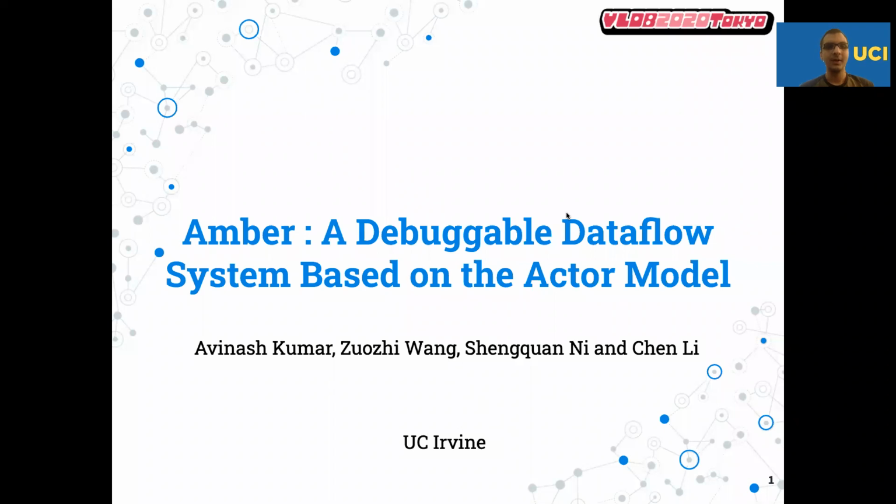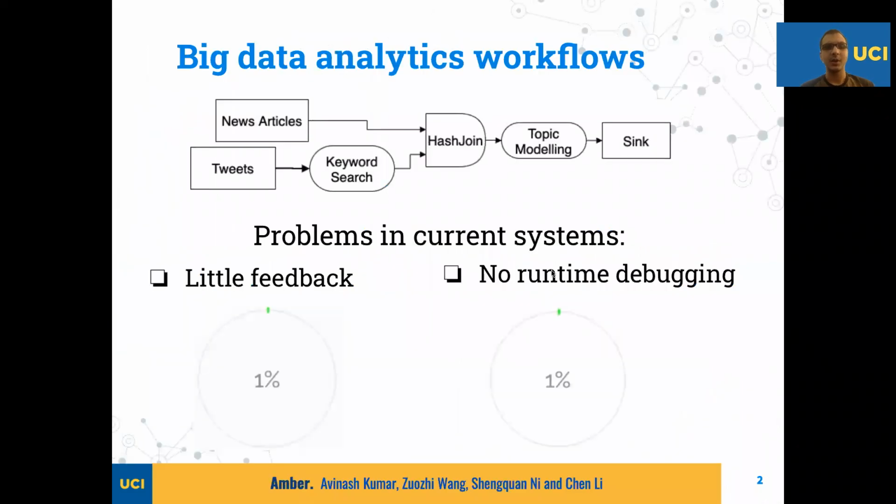Hello everyone, my name is Avinash and I'm here to present Amber, which is a debuggable data flow system based on the actor model being built by our team at UC Irvine for the past 1.5 years. So first, let's talk about data flow systems in general and the current problems in this field.